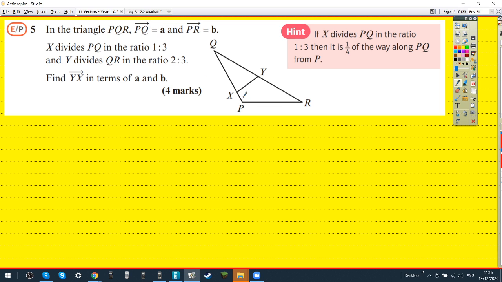P to Q is A. P to R is B. All right. Easy. All right. Let's give this a go. Okay.